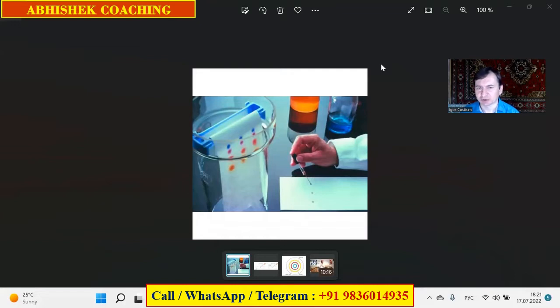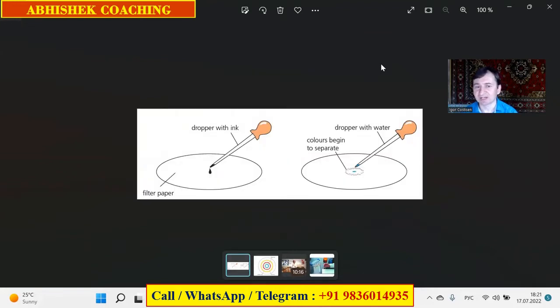Let's look at the picture. Imagine that you place a drop of black ink in the center of some filter paper and let it dry. Then, imagine that you add 3 or 4 more drops on the same spot in the same way. Next, drip water onto the ink spot, 1 drop at a time.